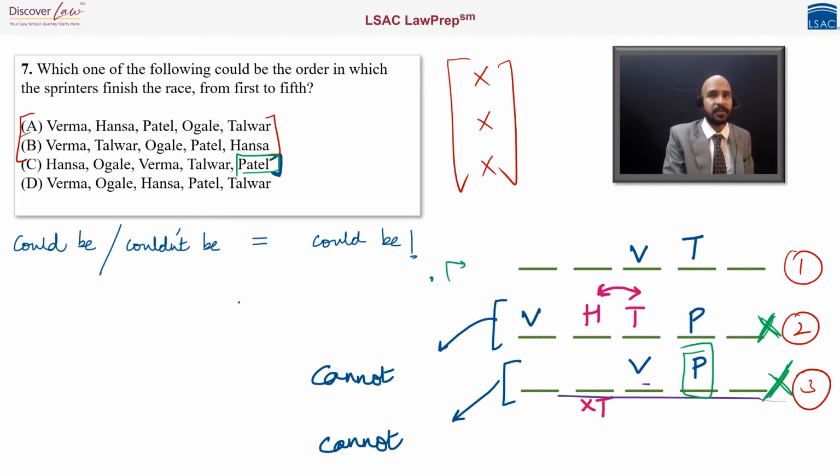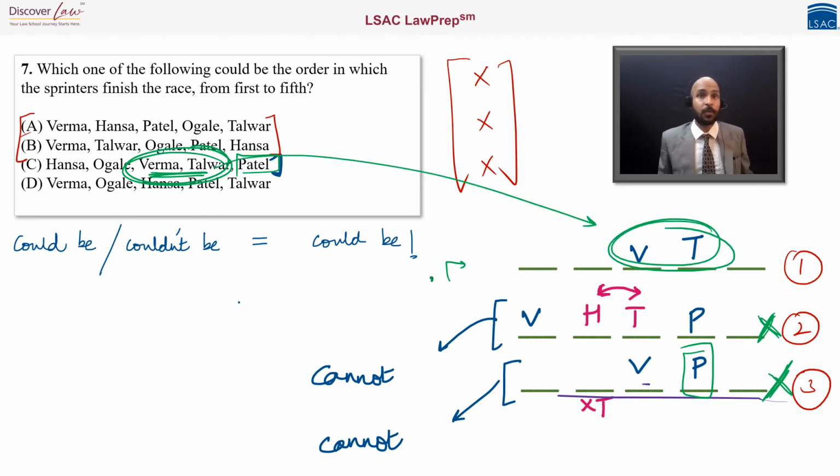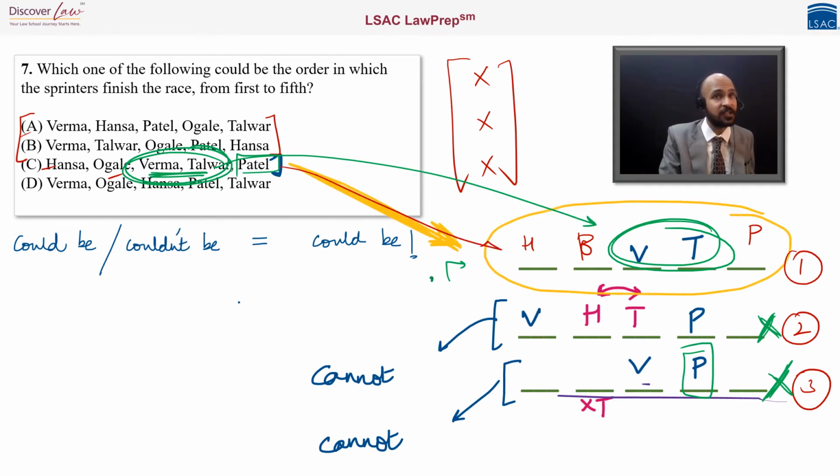You have V and T here and you have V and T here. Now it is possible for us to fit in the H, O and P. According to this, you can put H, O and P, which means that it could be true. This gives you your right answer. It's not necessary that P would be here. Maybe P could be here and then it turns out it's not. But the question is asking you, is it possible? In this case, yes, it is possible. Therefore, C is the answer. We will look at option D anyway, but we found the answer.